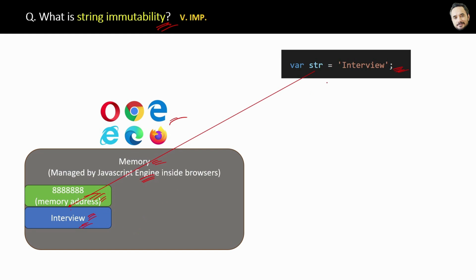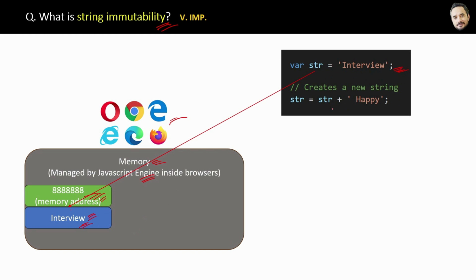Now if we modify the original string like this, we might think that in the memory the address will remain the same and the value will be changed or updated. But this is not the case. In fact, for the modified string, a new memory address will be allocated and the new value of the modified string will be stored over there. And that is the string immutability.